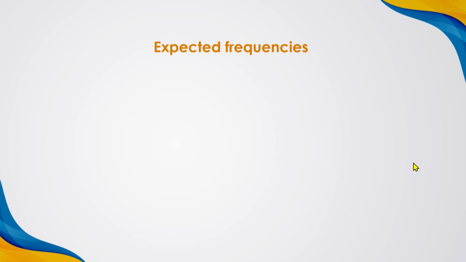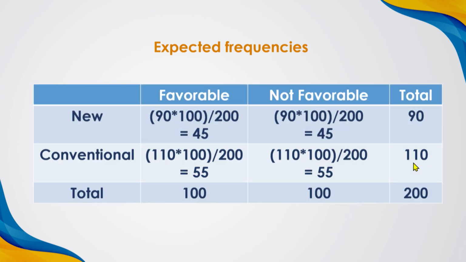Now we can calculate the expected frequencies using the formula we mentioned: row total times column total divided by grand total. Here you have the favorable and not favorable situations, and the new treatment and conventional treatment. Let us calculate the first expected frequency, E11. It is the row 1 total, 90, times the column 1 total, 100, divided by the grand total, 200, which gives 45. That is, the expected frequency E11 is 45 persons favorable with the new treatment.